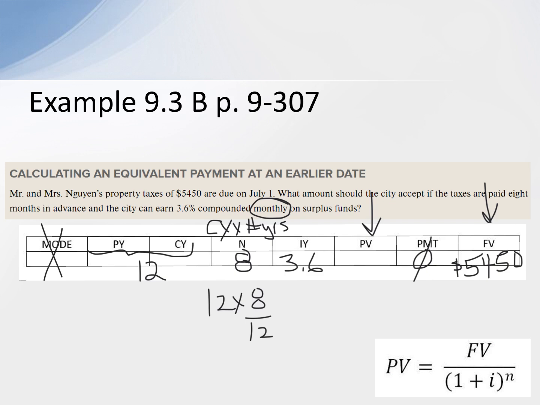And when we do the calculations on our calculator, we find out that the value 8 months earlier at those interest terms will be $5,320.95. This is the amount that the Nguyen family needs to pay in order to have an equivalent payment of those tax payments due on July 1st.